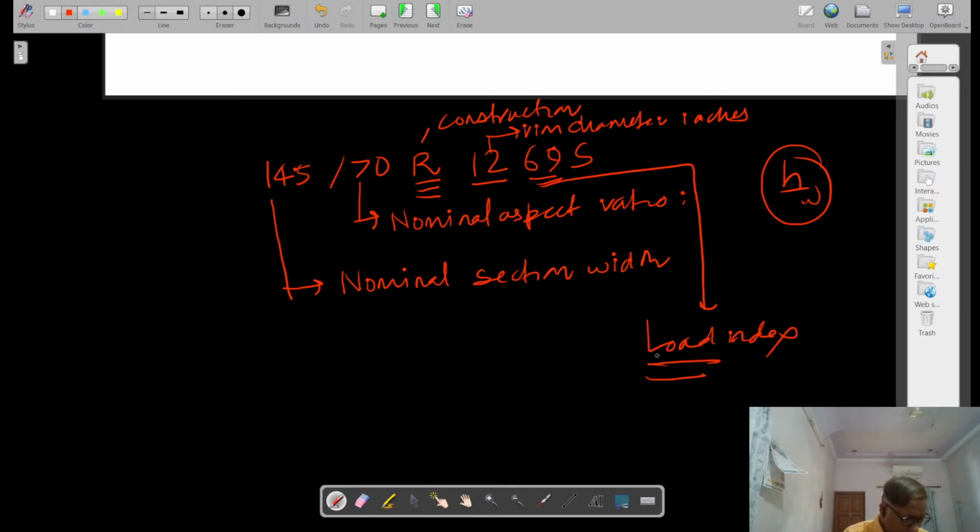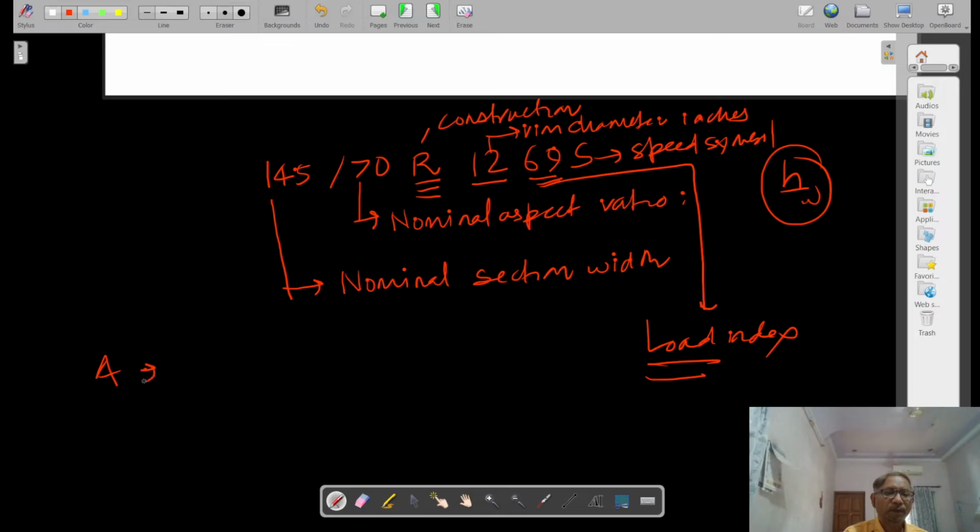We have various load indices. So 69 means it can carry a load of up to 325 kg. Then you have this S over here. S gives you the speed symbol, and we have various speed symbols.